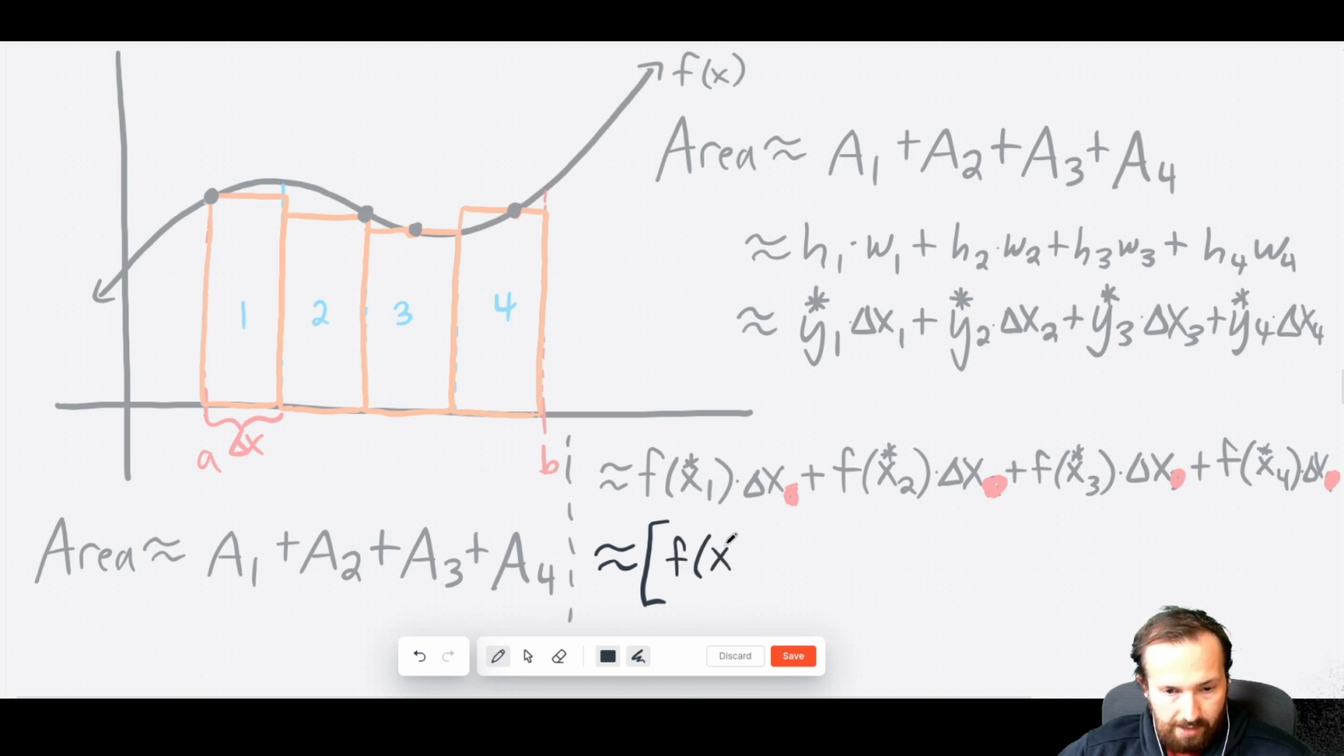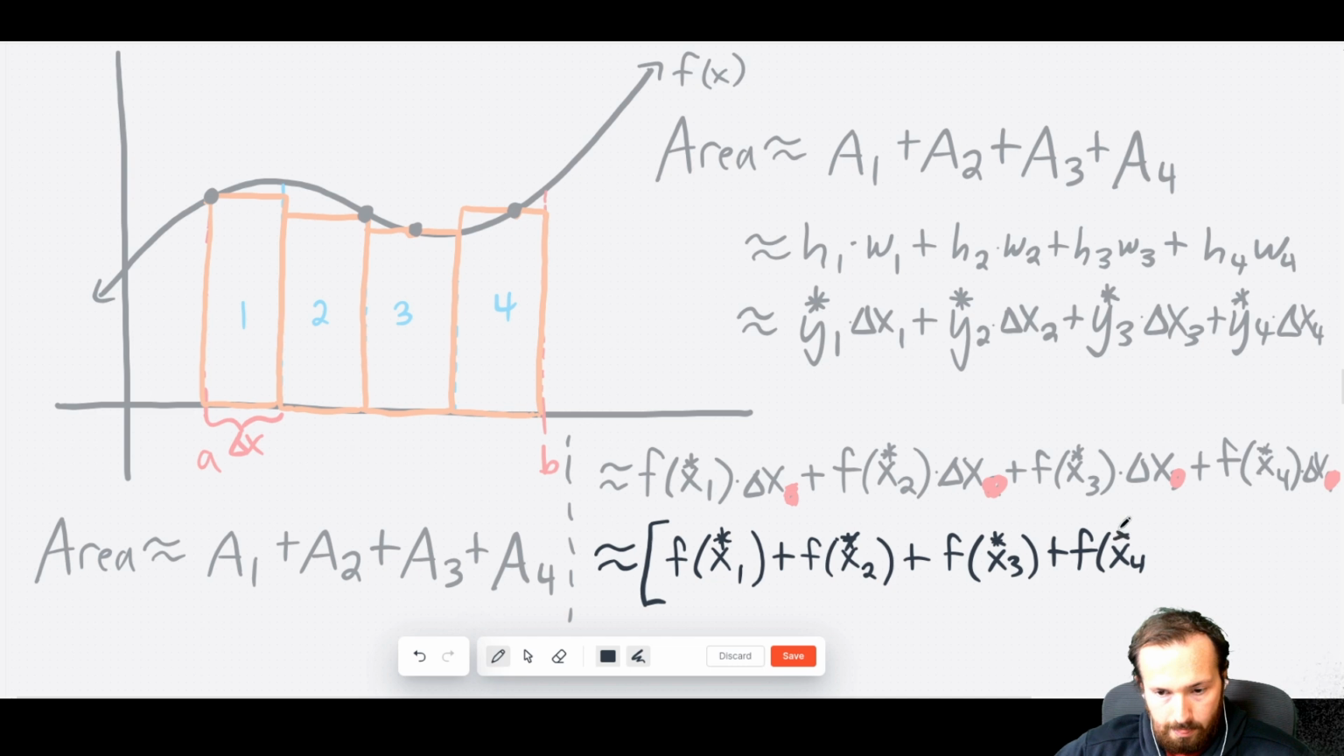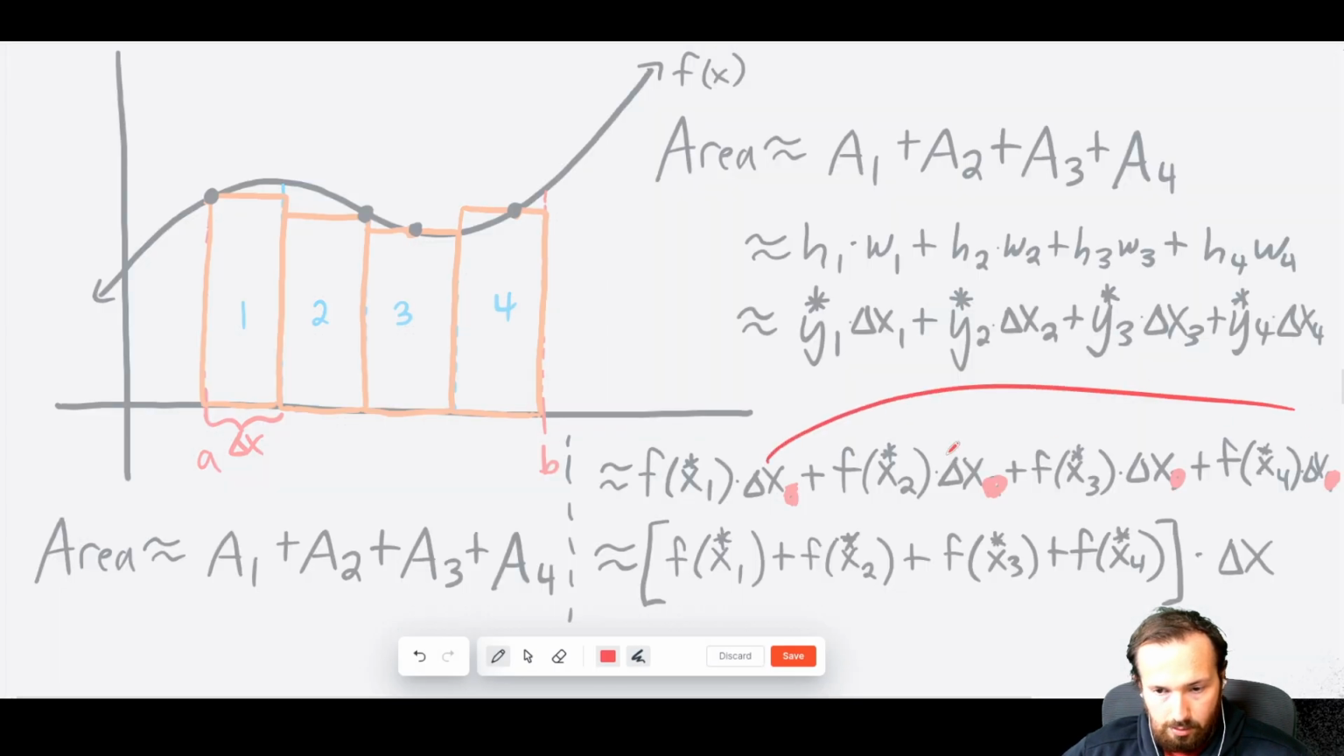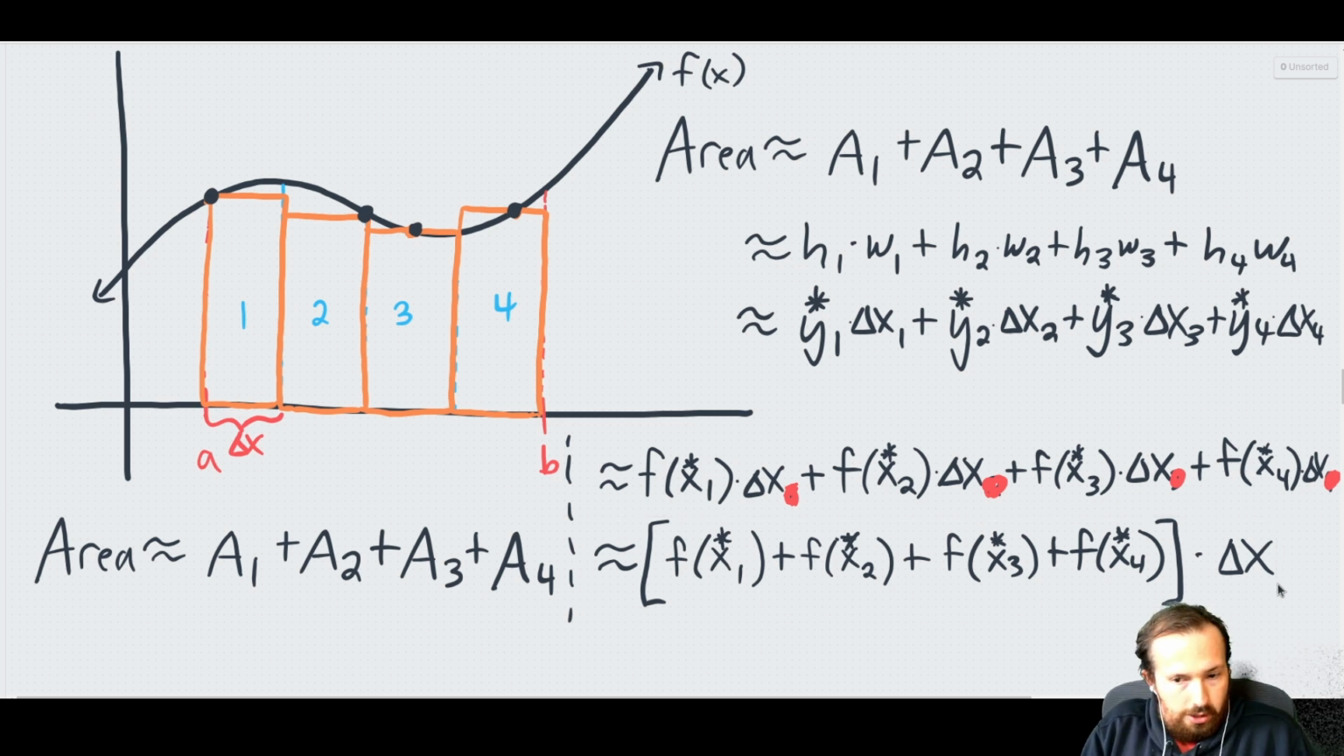So you can write it like f of x1 star, plus f of x2 star. You can literally just add up the y sample points, which is what we're doing now. Add them all up. And then at the very end, multiply by delta x. So it's like we're just factoring that delta x on the outside. And that's what we have down here. So there you go. And now we're almost done with our simplification.